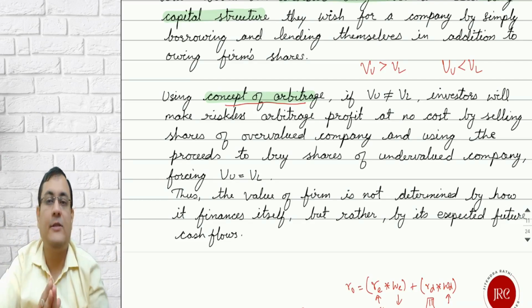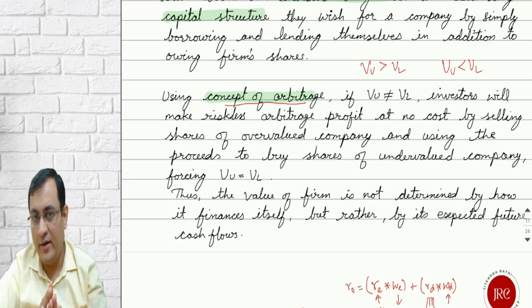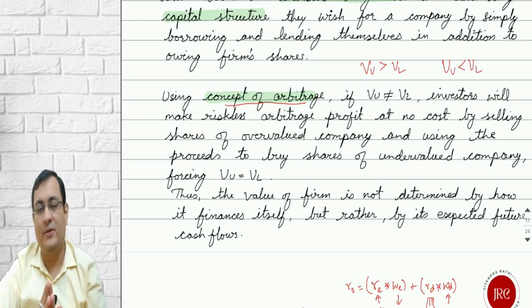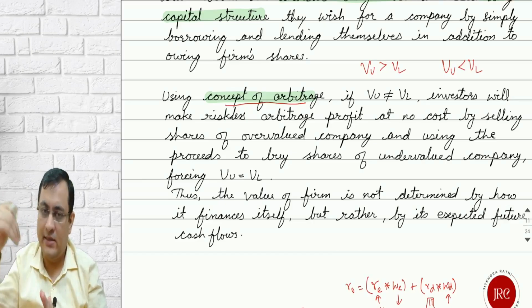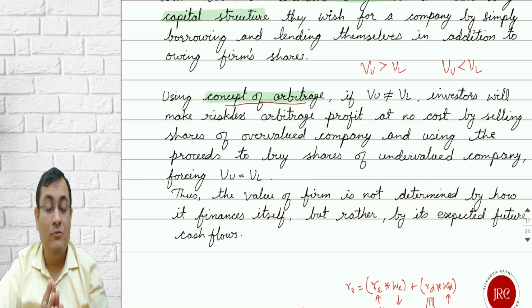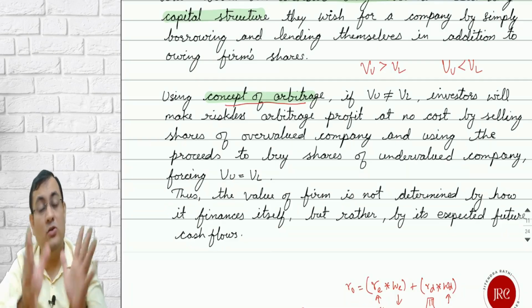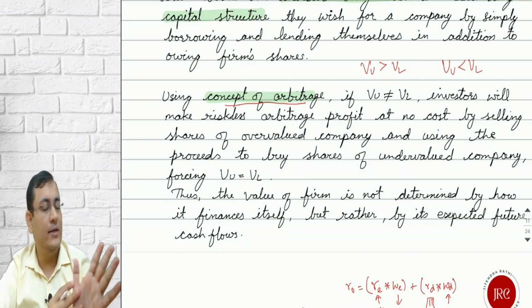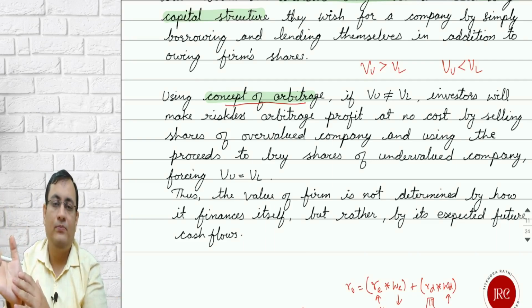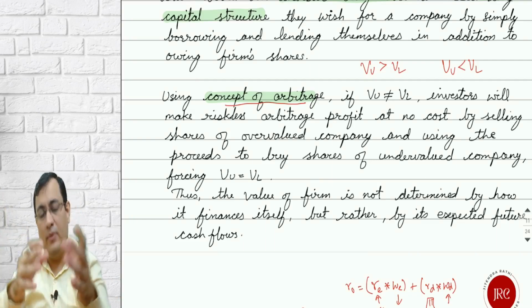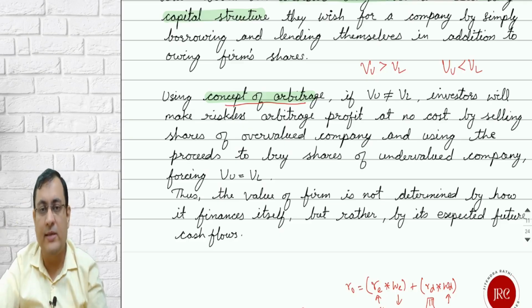So this whole theoretical approach without taxes gave two propositions. Proposition number 1: the value of the firm will always be constant, whether unlevered or levered, whatever the capital structure, because value depends on the future expected cash flow generated from assets, nothing to do with the source of finance. And WACC is going to be constant. The reason is given in proposition 2.